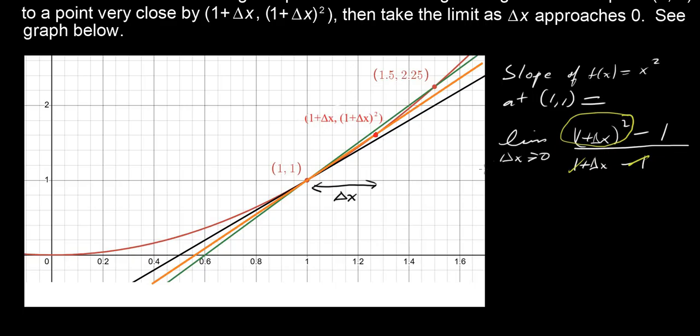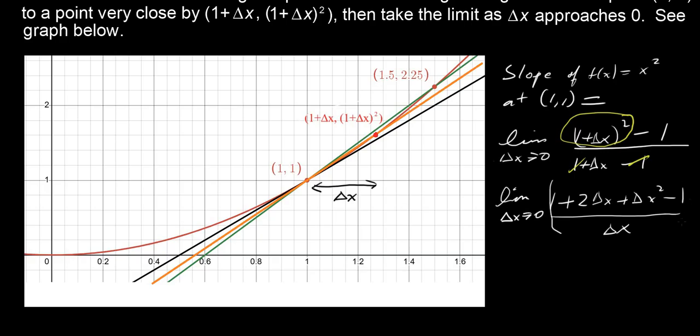out, and you get 1 plus 2 delta x plus delta x quantity squared, still have minus 1. And the denominator is delta x. And we're still trying to find the limit. In other words, does that fraction approach anything specifically as delta x gets closer and closer to 0? We're still trying to find the limit of that fraction.